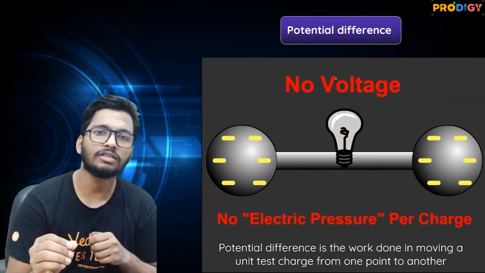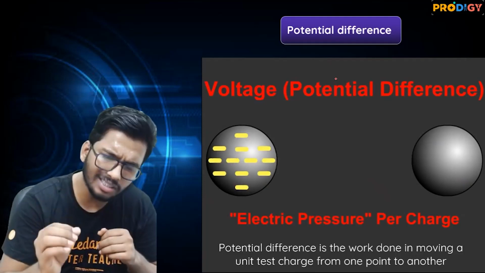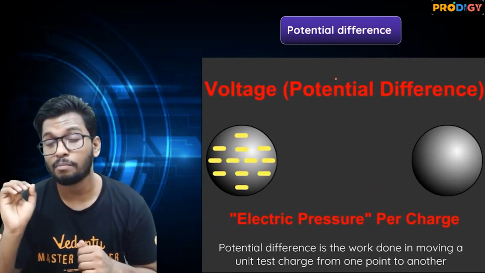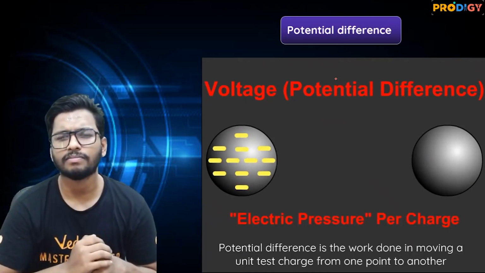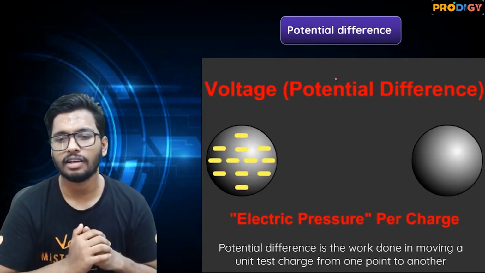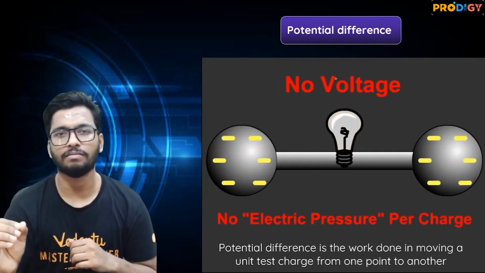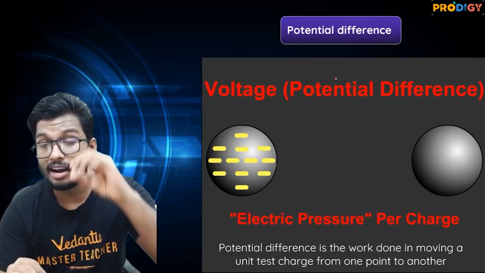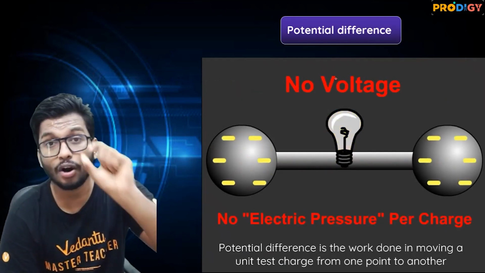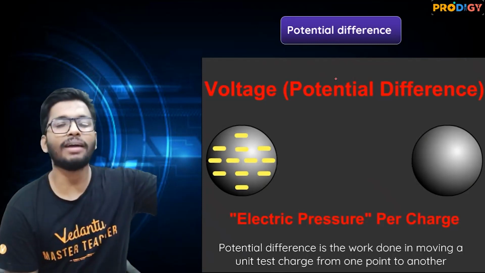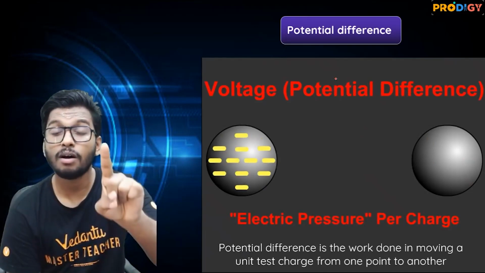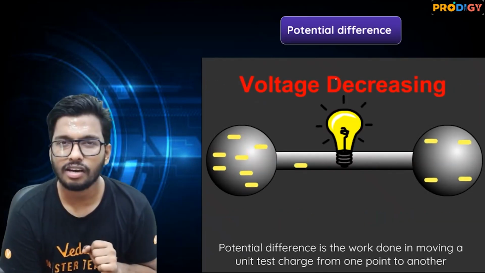What causes the current to flow? What causes the charge to flow? And the answer to that question is potential difference. So what is potential difference? See, guys, potential difference is nothing but the work done to move a unit positive charge or a unit test charge from infinity to a particular point. That is what is potential or electric potential.